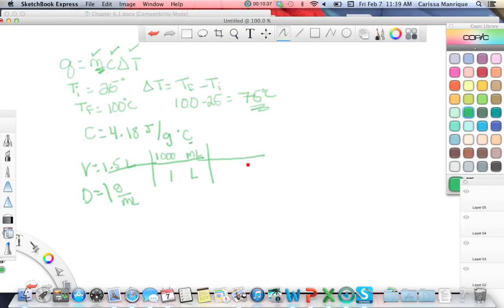Now I have milliliter at the bottom. I want to cancel it out. And what's the final unit I want to go to? Grams. Do you see I have this convenient density here? So there's 1 gram per 1 milliliter. So that cancels out milliliters, cancels out liters, and leaves me with a gram. So 1.5 times 1,000 is 1,500 grams of water. So now I really do have my mass of water.